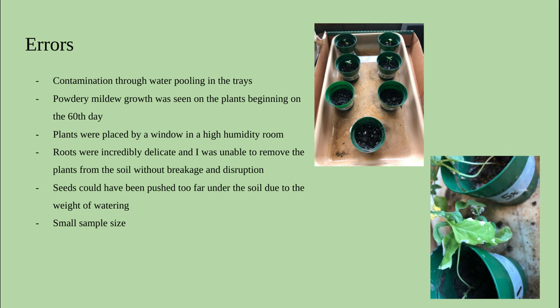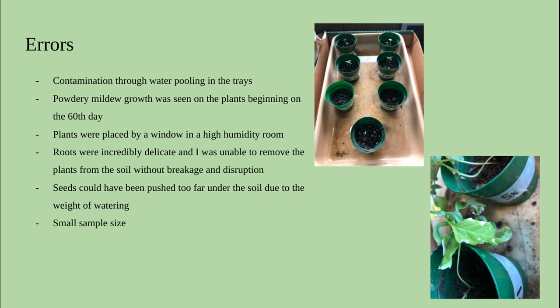So my hypothesis was correct in some aspects, but it was also incorrect in other ways, which I thought was interesting. Some possible errors are that, again, there was pooling and contamination of the water. There was also powdery mildew growth on the plants seen on the 60th day, which is an indicator of a high humidity environment. So possibly the plants were not in an ideal environment to begin with.